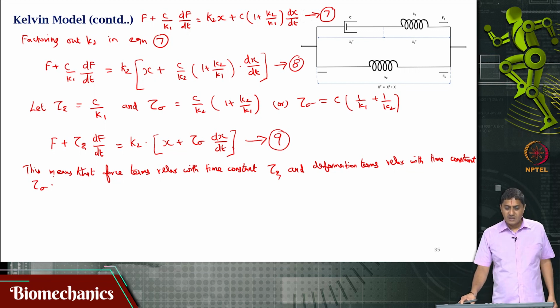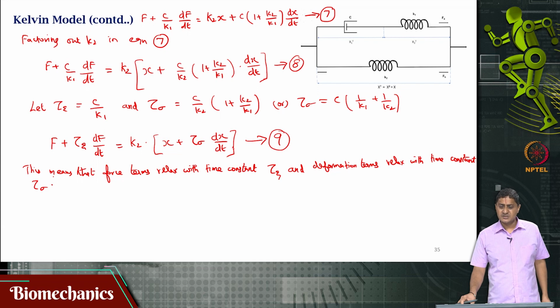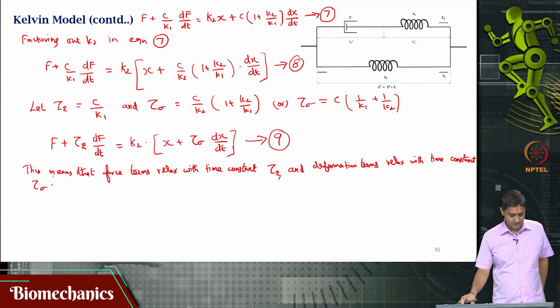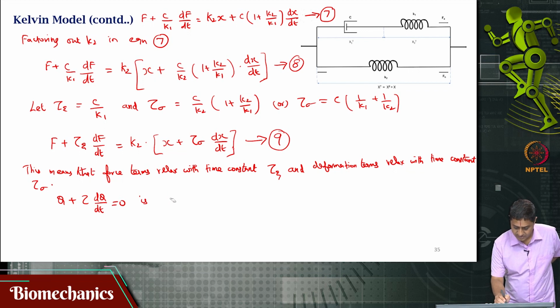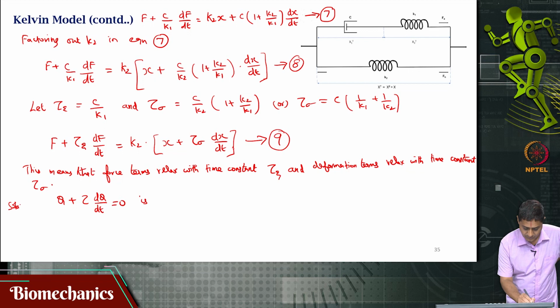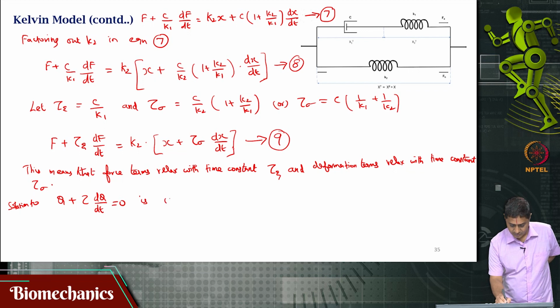Also, I note that this equation is similar to the following linear differential equation, which is q plus tau dq by dt is equal to 0. What is the solution to this equation? The solution is q of t is q of 0 times e power minus t by tau.